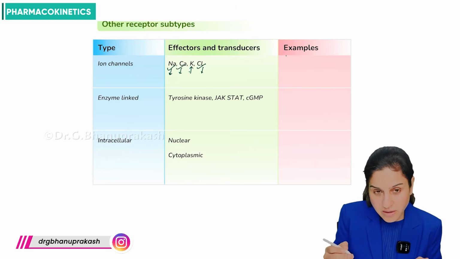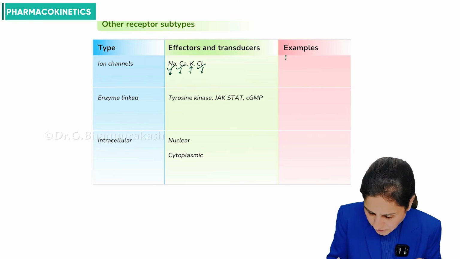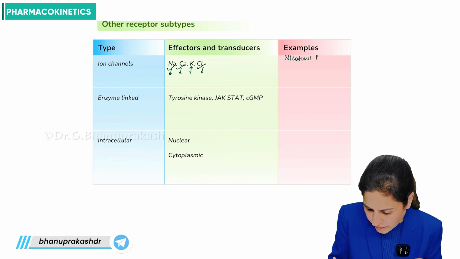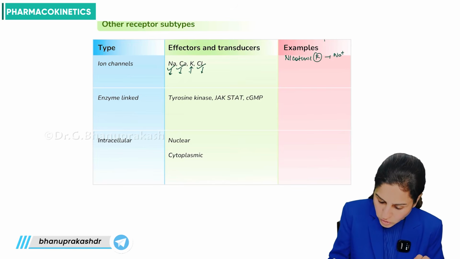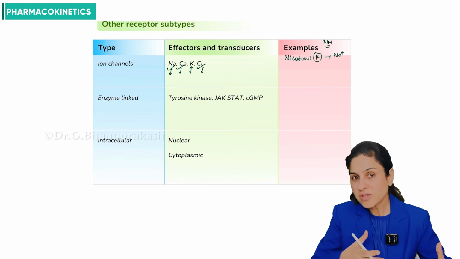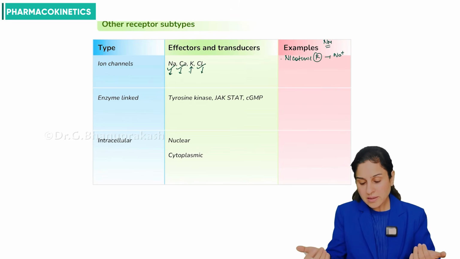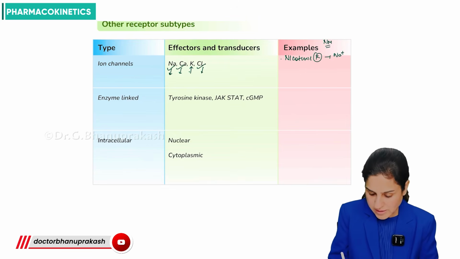Three classic examples which are asked are, first, the nicotinic receptors. These nicotinic receptors have sodium ion channels in between. So when acetylcholine binds to this, for example, in the neuromuscular junction, we have the NM receptors. When acetylcholine binds to this, it causes increase in the sodium ion, so the muscles will contract. So skeletal muscle contractions because of this.